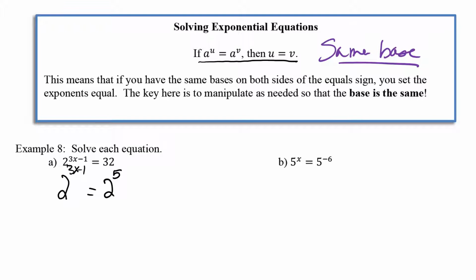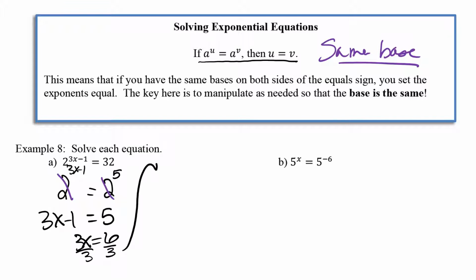So it means that I can cancel the 2's because they have the same base and simply just look at the exponents. 3x minus 1 equals 5. I'm going to add 1 to both sides, divide both sides by 3, and get that my x equals 2. Because I'm solving for x, it gets curly brace notation. How do I check that? Shove that back into the original and make sure that 2 to whatever this is equal to 32.